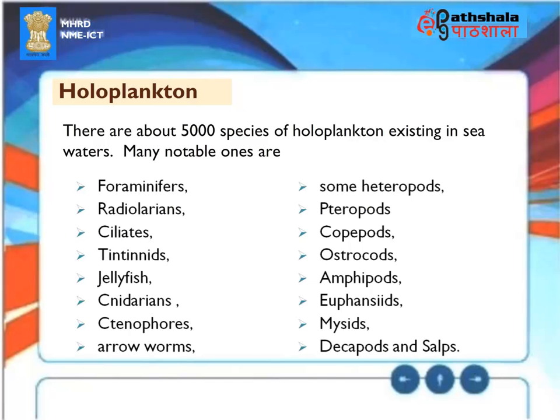Holoplankton. There are about 5,000 species of holoplankton existing in sea waters. Many notable ones are foraminifers, radiolarians, ciliates, tintinnids, jellyfish, cnidarians, ctenophores, arrowworms, some heteropods, pteropods, copepods, ostracods, amphipods, euphausiids, mysids, decapods, and salps.